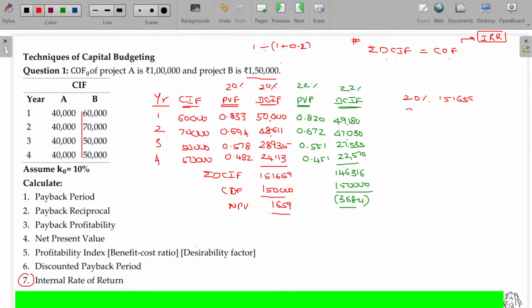1,51,659. At the rate of 22%, this value becomes 1,46,316. This is the rate of interest. This is the summation of discounted cash inflow. I made a change of 2%. That leads to a change of how much? The difference between these two?